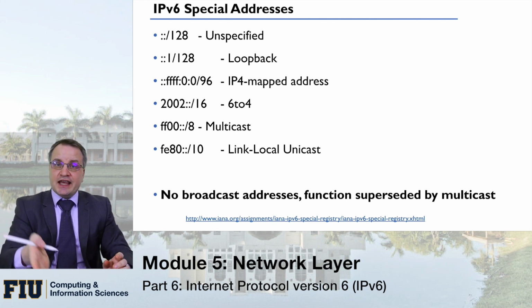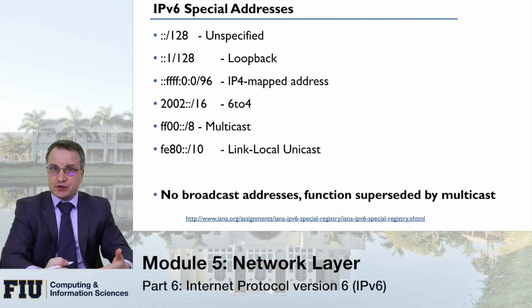There is a /8 dedicated for multicast addresses. So this is similar to 224/8 for multicast addresses in IPv4. And similar to IPv4, there are link-local unicast addresses. So these ones, in principle, are similar, but they're used way more extensively in IPv6 than anywhere in IPv4.